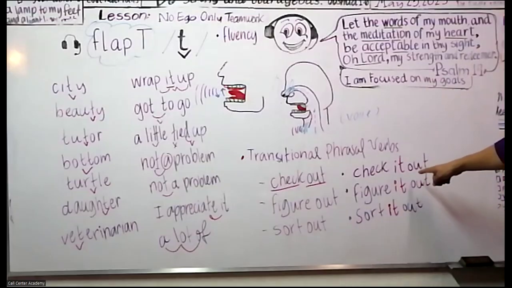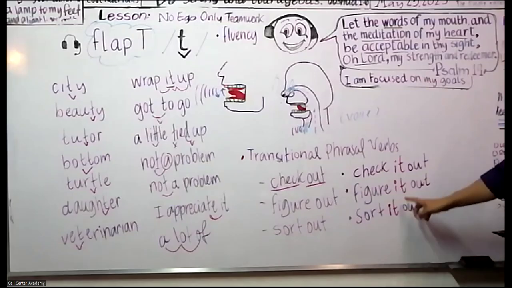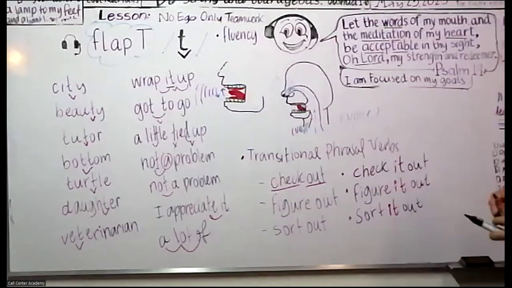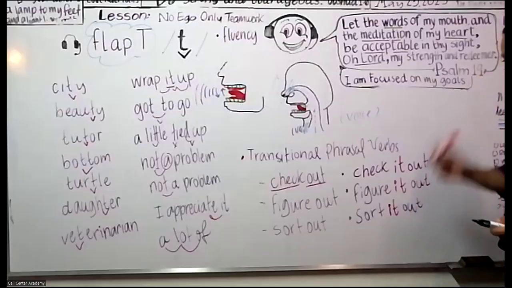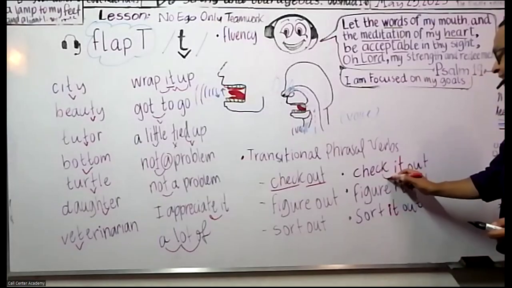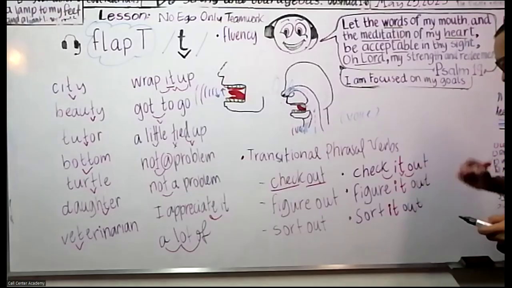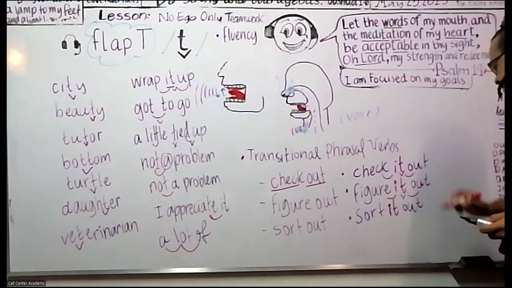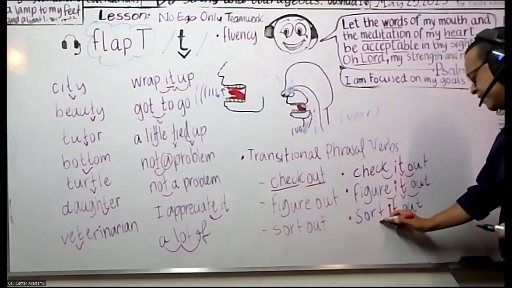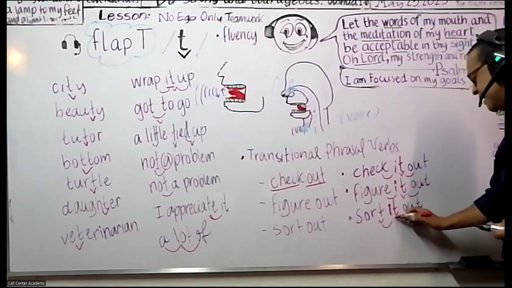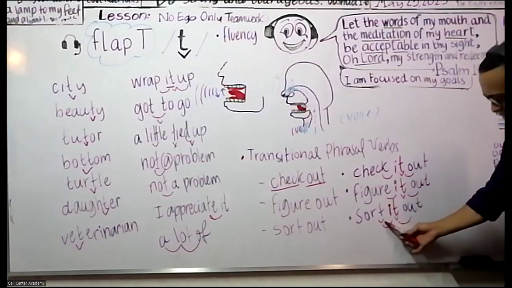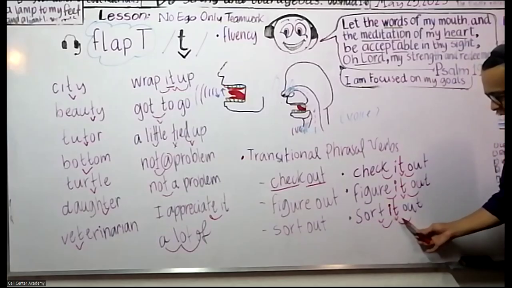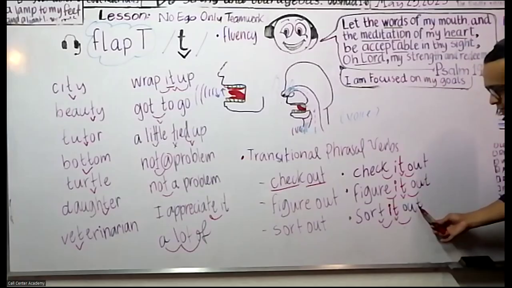Okay. So when we use this form of the phrasal verb, we put the object in between. We need the flap T to make those connections. And we say check it out. Figure it out. Sort it out. So look at the circumflexes here. Sort to make the first connection here. Out. Sort it out. Okay.